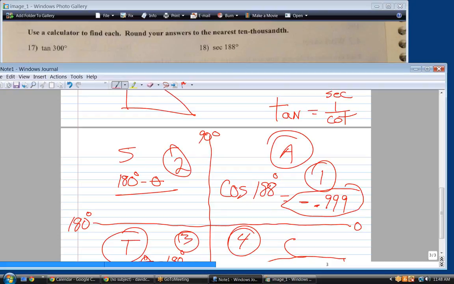I think the Texas Instrument 84 does have a reciprocal key on it, if I remember right. I don't use one anymore, but you don't really need it because you can just take 1 divided by your answer. Once you come up with the cosine of 188 degrees, remember that's not your answer, that's the reciprocal of your answer. So 1 divided by that is going to be also very close to that number. It's going to be like negative 1.001.